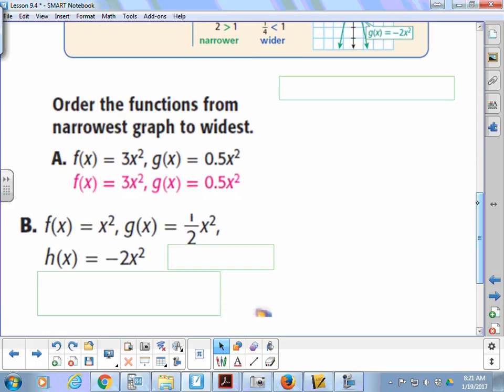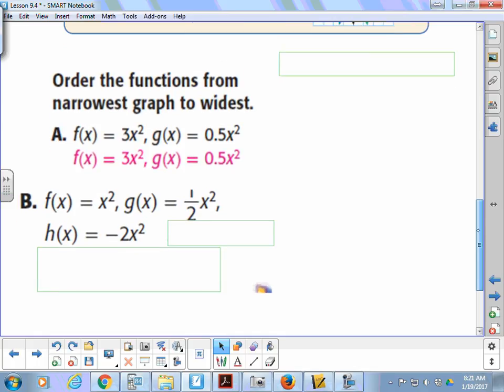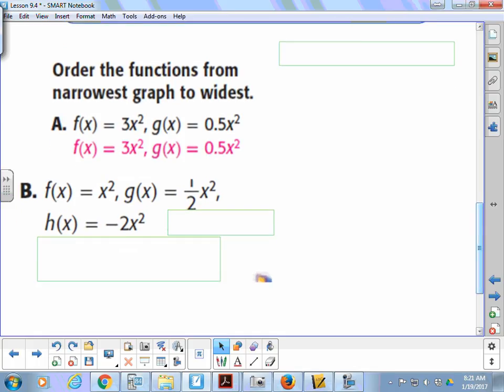So 3x squared was narrower than 0.5x squared. So when you list these in order from narrowest to widest, we're looking for the largest absolute value first for the narrowest graph. So the largest absolute value would be -2. So the narrowest one is going to be -2x squared. Then we have 1x squared, and then 1/2 x squared.